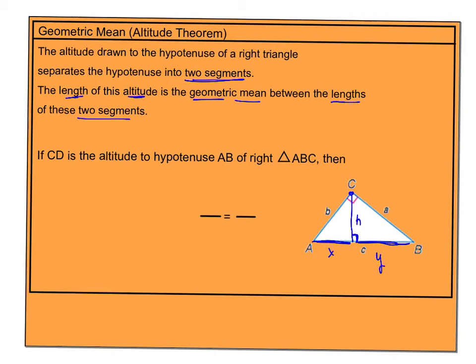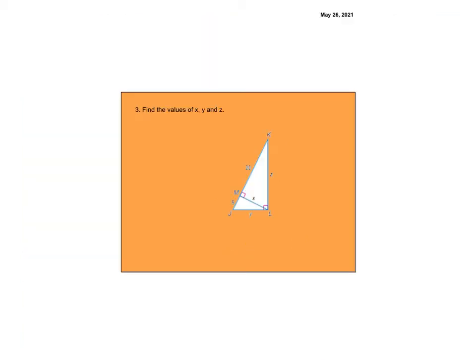So what does that mean? That means X over H is equal to H over Y. Put another way, H is equal to the square root of X times Y. My altitude ends up being a geometric mean between the segments. Notice, I don't care about B or A, I don't use those. I'm only looking at my hypotenuse. It's a nice idea to wrap your head around.